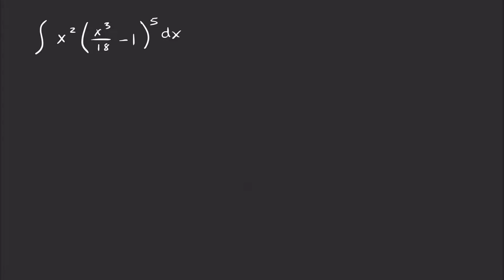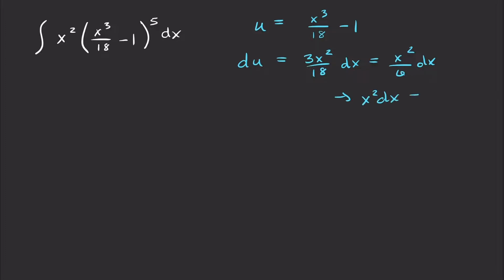And so we're going to let our u equal everything in parentheses. So x cubed over 18 minus 1, so I really didn't need that parentheses. And so our du, take the derivative of this, we're going to get 3x squared over 18 times dx, and this is going to just reduce to x squared over 6 dx. And so we can see we have an x squared dx in our integral. So if we solve for that, x squared dx will equal 6 du.